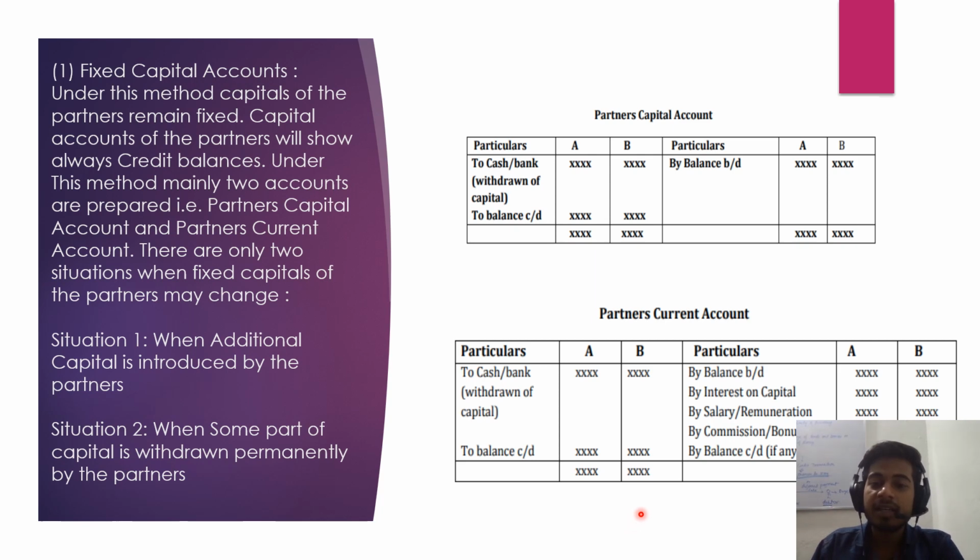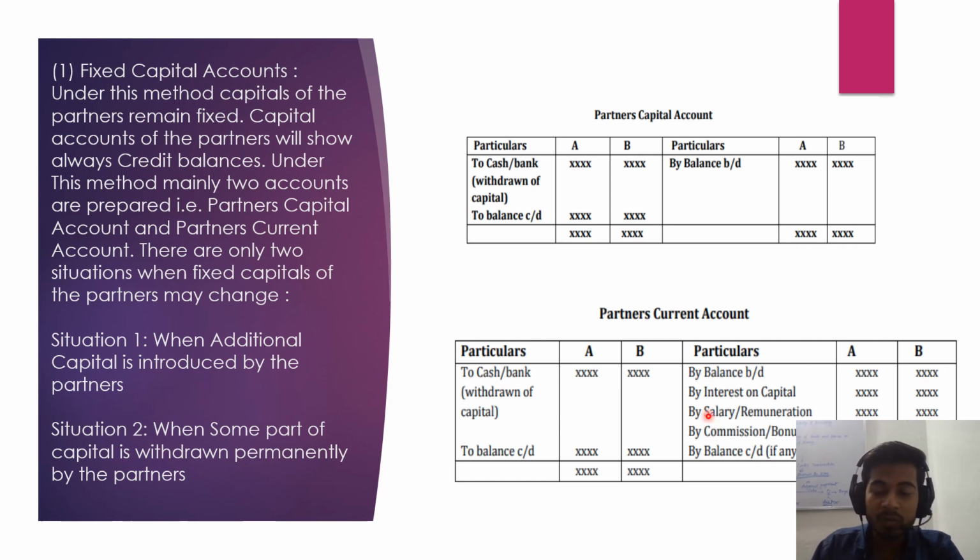Okay. And the other account which is prepared is partners current account. So basically, partners current account shows the profit or the share of profit and anything which is distributed to partners by the firm. On the debit side, you can see if any capital is withdrawn temporarily, that is called drawings, it will be written on the debit side. Let's say, for example, there are two partners A and B. On the credit side, you can see that if there is any balance, it will be written as balance b/d, and all the distributable profit, for example interest on capital, salary, remuneration, commission, bonus, etc., will be written on the credit side.